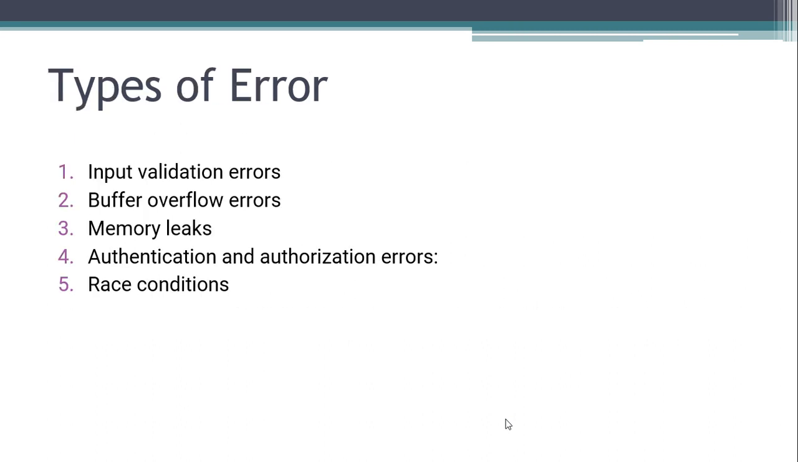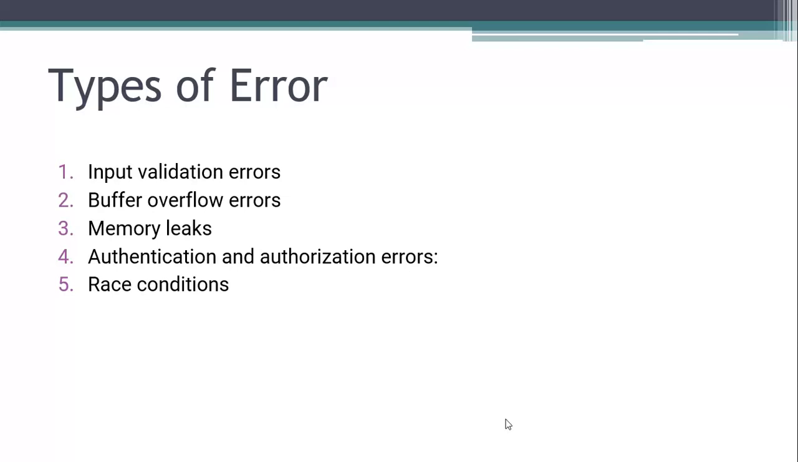Now, what are the types of error? There are five main types of error. First of all, it is input validation error. Basically, they are type checking errors. When the user is giving some input, he or she is not giving the right input. That means it is an input validation error. Second is the buffer overflow error. Like, our buffer size is less and we are giving it more values, then a buffer overflow error will occur.